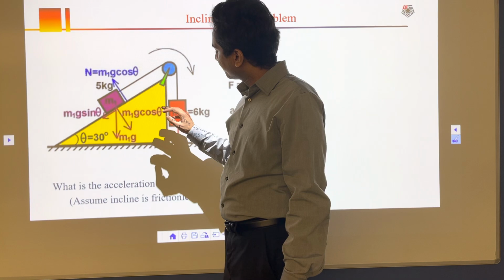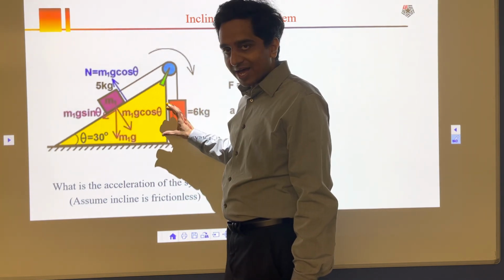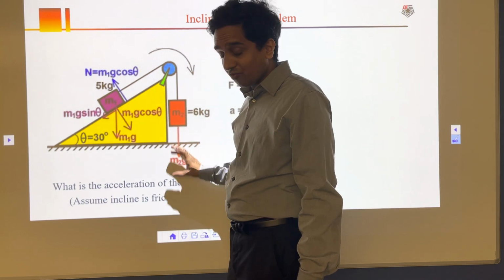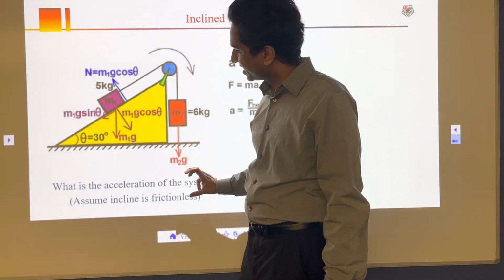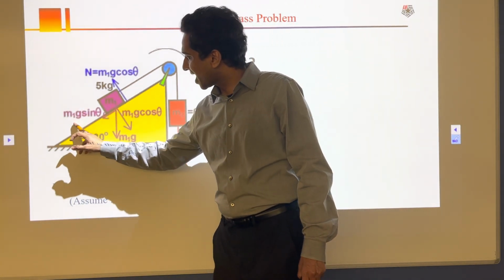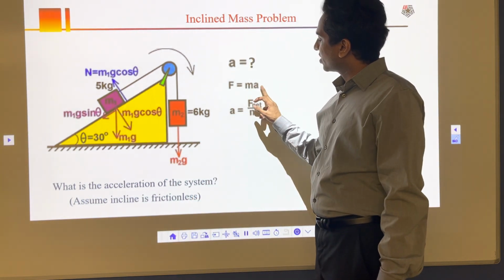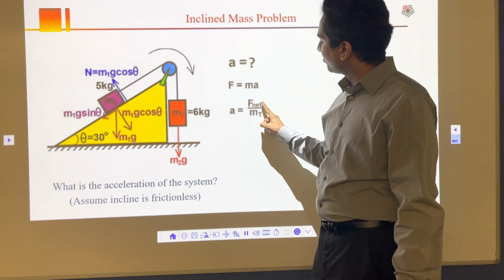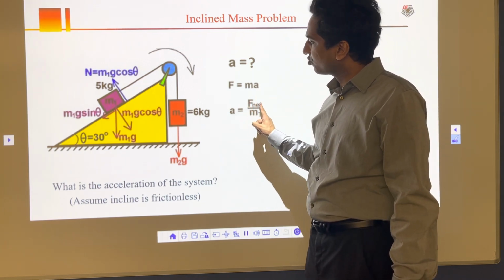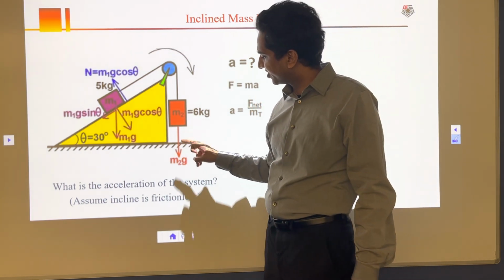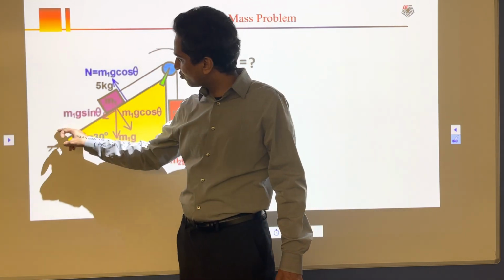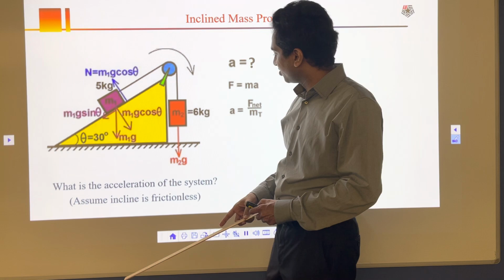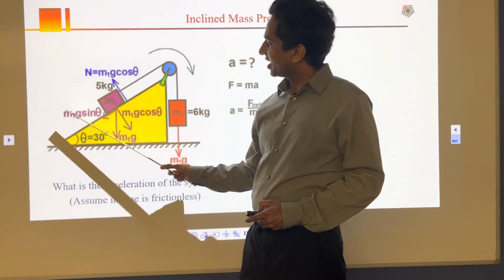Because of that, there will be some imbalance, and we want to find out how fast this m2 is going down. So if we apply force equal to ma, acceleration is equal to F net over mass. There are only two forces to consider, m2g and this one, because these two are going to cancel each other out. So the net force is this force and this force.